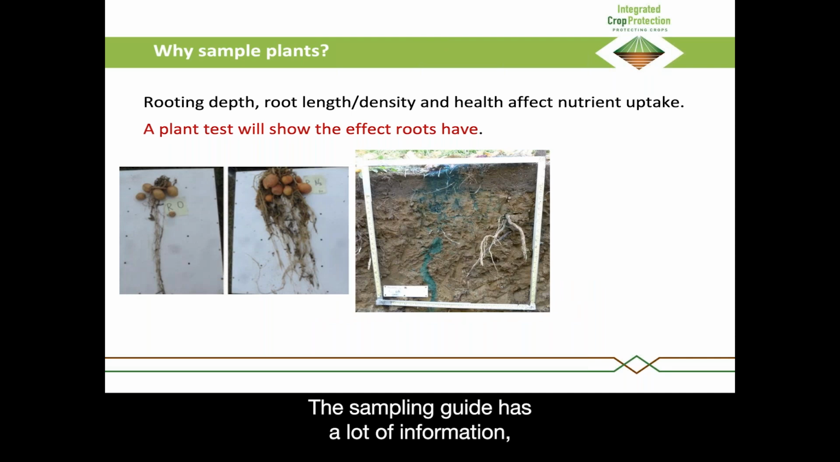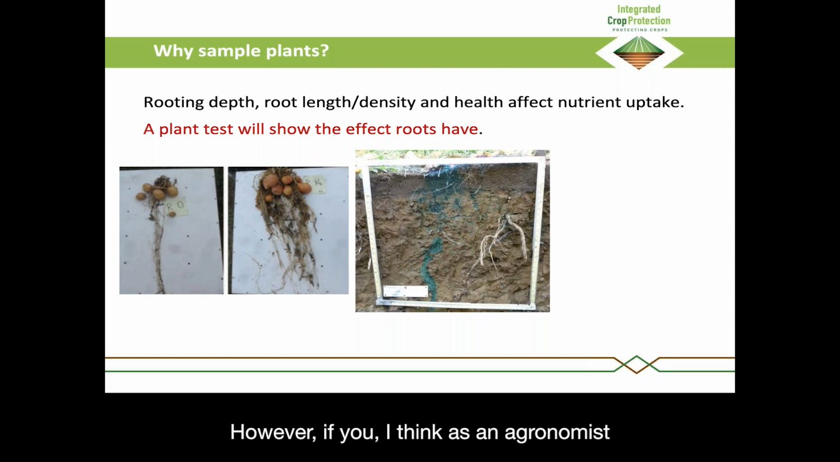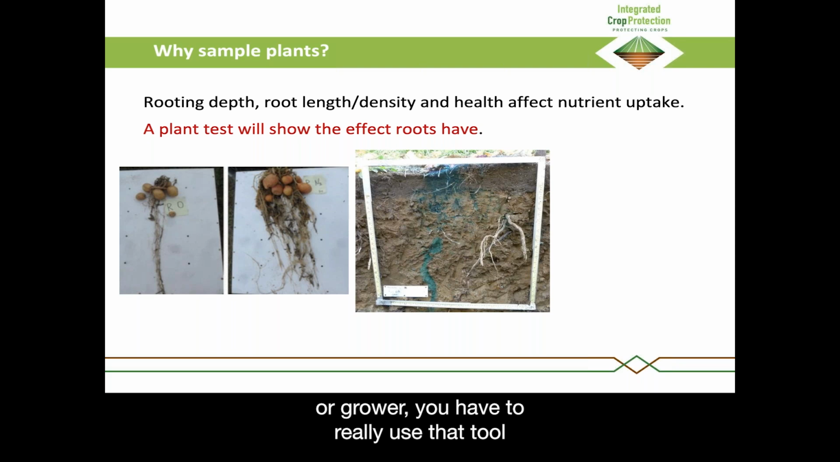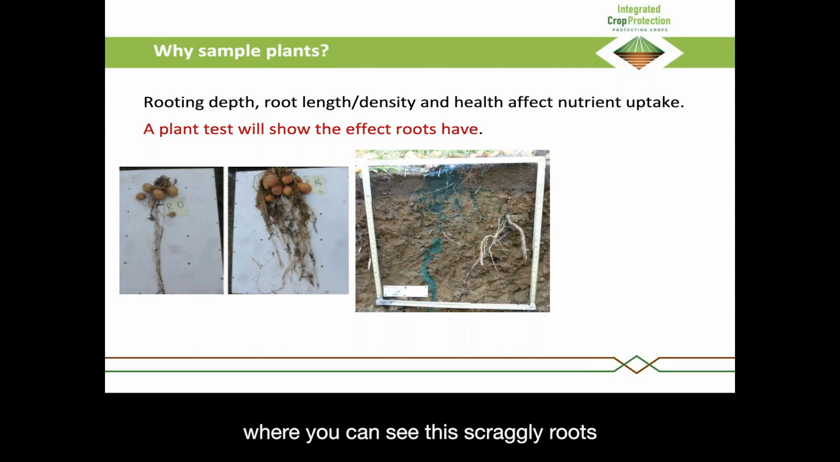The sampling guide has a lot of information, as Chris said, about when to sample and what to sample. So I don't want to bore you with all these tables. I really encourage you to have a look at that. And on the interpretation, I can see that most people don't sample plants because they find it difficult to interpret. However, I think as an agronomist or grower, you have to really use that tool to learn about your plant and your production system. And once you've done it for a couple of years, you find it quite exciting, I would think.